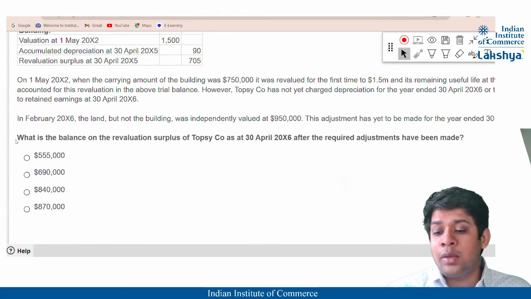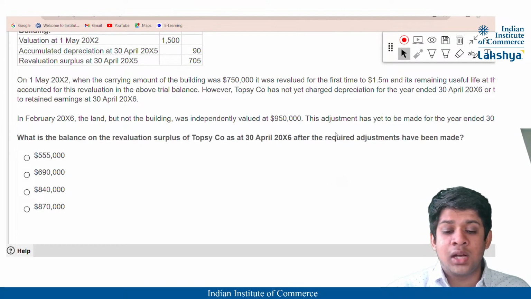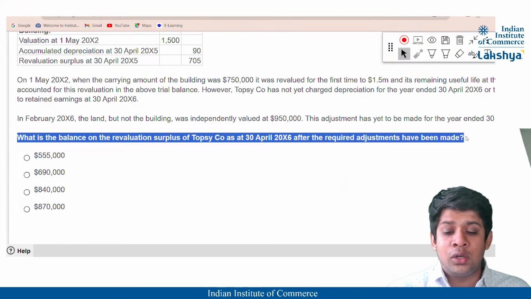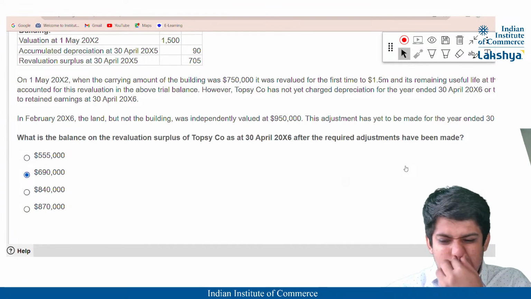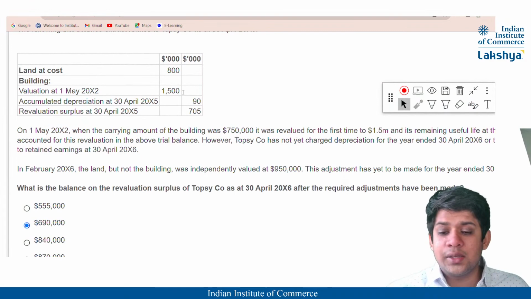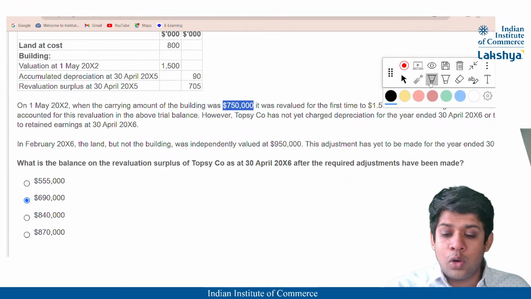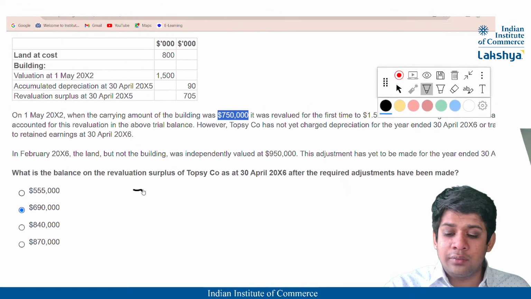Now they are asking me, what is the balance on revaluation surplus of Topsy company at 30th April 2016 after the required adjustments have been made? Okay. So firstly guys, your land originally was 750, correct? Land's original value was 750.